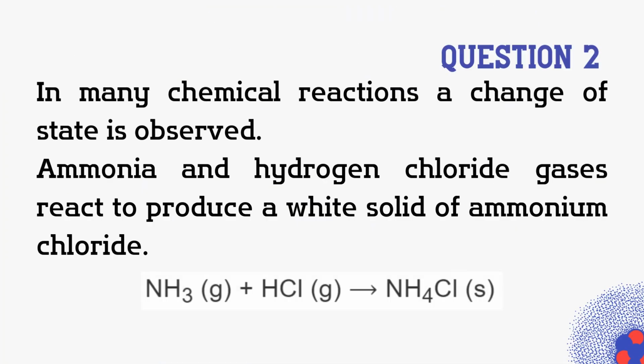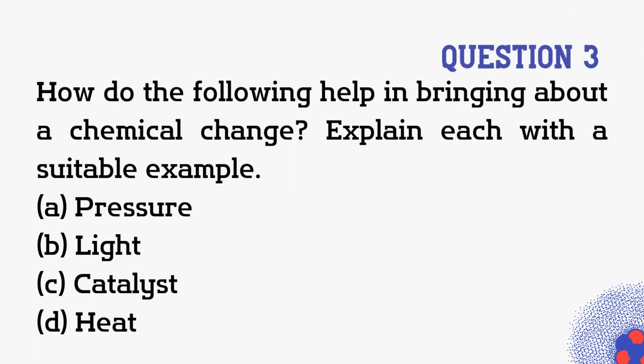Next answer, for change in state. In many chemical reactions, a change of state is observed. Ammonia and hydrogen chloride gases react to produce a white solid of ammonium chloride. Next question number 3. How do the following help in bringing about a chemical change? Explain each with a suitable example. A. Pressure. B. Light. C. Catalyst. D. Heat.